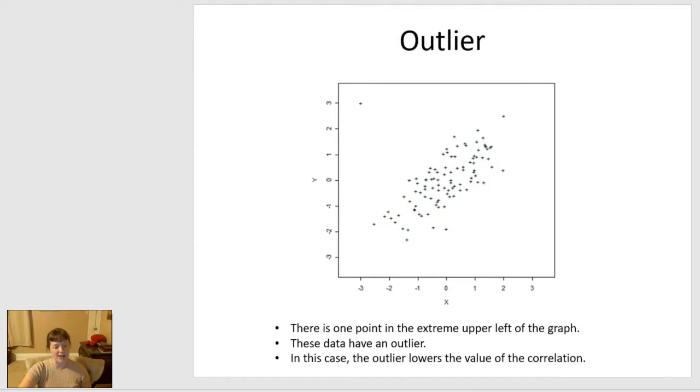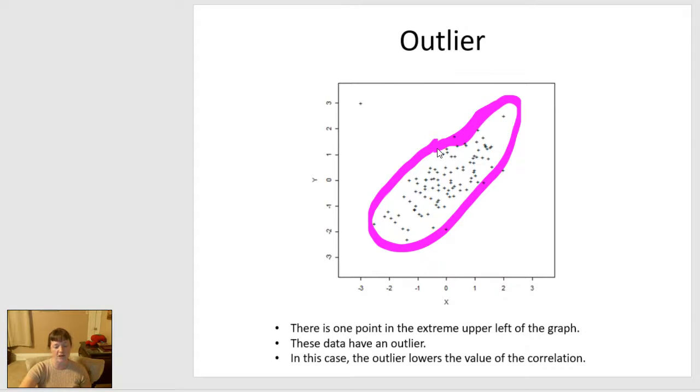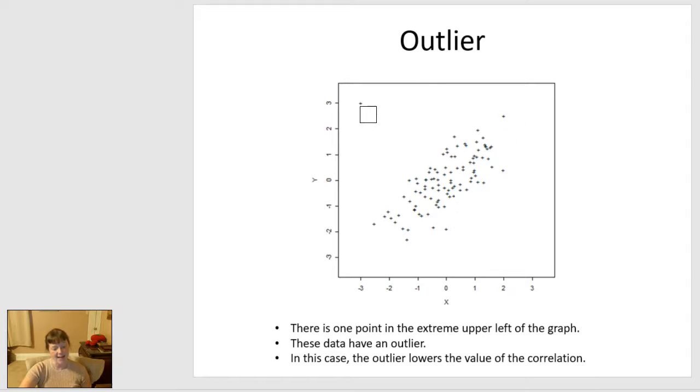Here is an example of an outlier artificially decreasing the correlation. If I draw my little oval around most of the dots, it looks like a pretty darn strong correlation. But when I have to try to grab this one outlier, it's going to make the correlation smaller than it would be if this one outlier wasn't here. And so if you have an outlier, a dot that is far away from all the other dots, you can't just calculate your correlation and go on your merry way. You're going to have to deal with it.